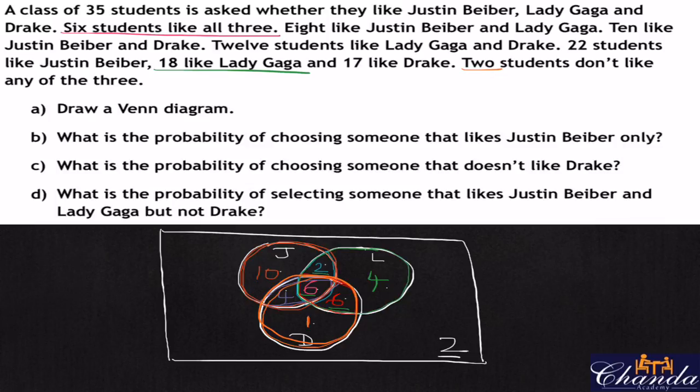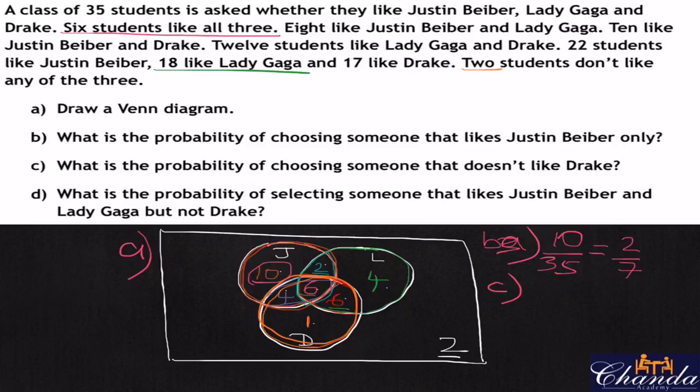Okay, so this question says, what is the probability of choosing someone that likes Justin Bieber only? So the probability of liking Justin Bieber only is 10 out of a total of 35, which simplifies down to 2 over 7 using our 5s. Part C, sorry, that's not part A, that should be part B. Part A is the actual Venn diagram.